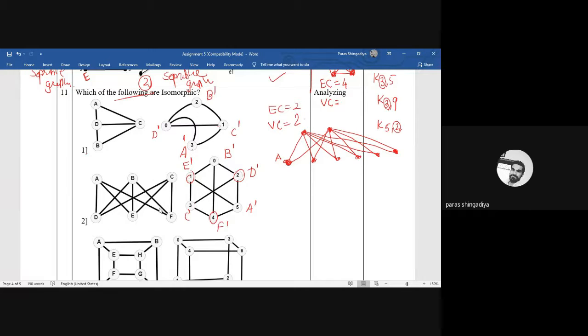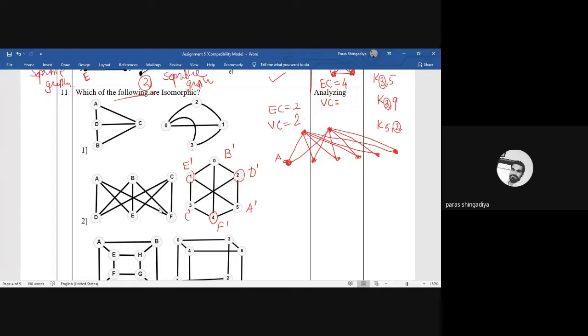So how can we check the isomorphic relation between two graphs? First we compare the number of vertices of both graphs, then the number of edges of both graphs, and check whether they are equal. If there is any mismatch in the vertices or edges, then you can directly say it is not an isomorphic graph. If they are equal, then apply the third case, a one-to-one correspondence relation.